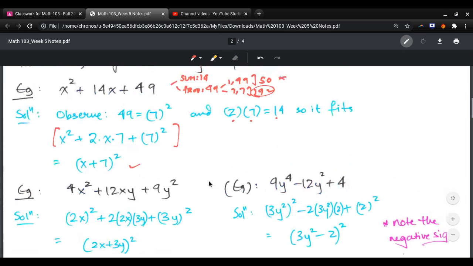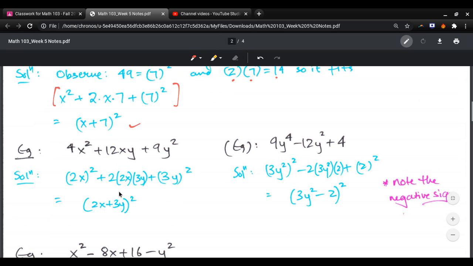Now I could also use this for trinomials with two variables. So I notice here I have 2x squared, and then 12xy can be written as 2 times 2x times 3y, and 3y squared can be written as 3y whole squared to get 2x plus 3y whole squared. Now, let's look at an example where there is a negative, because this negative gives rise to a negative here.